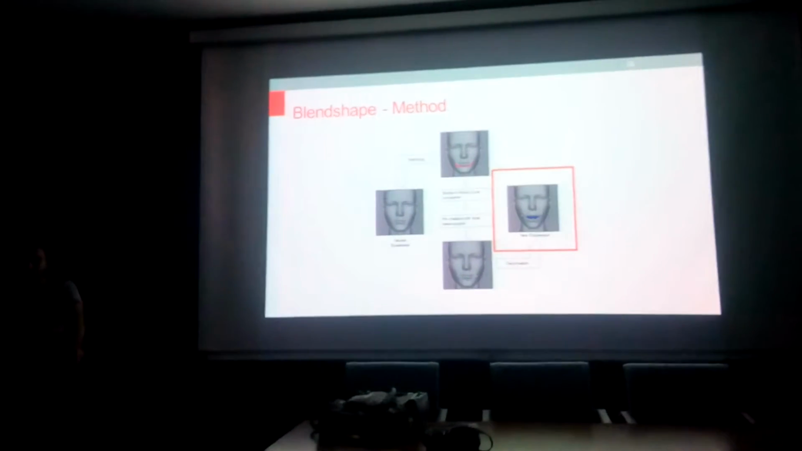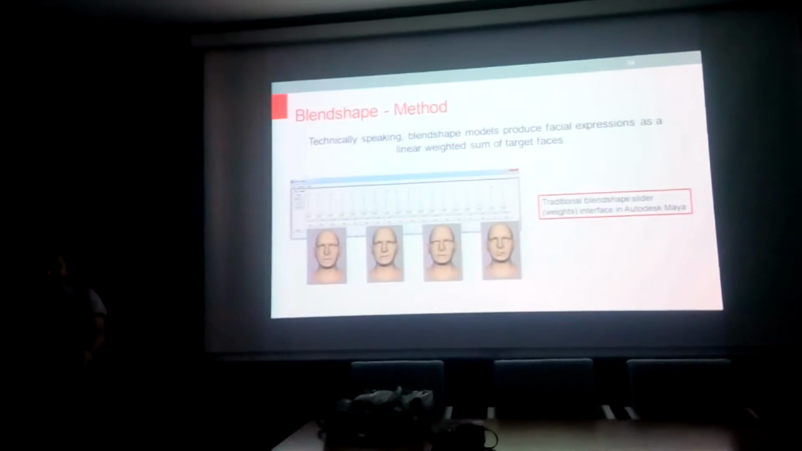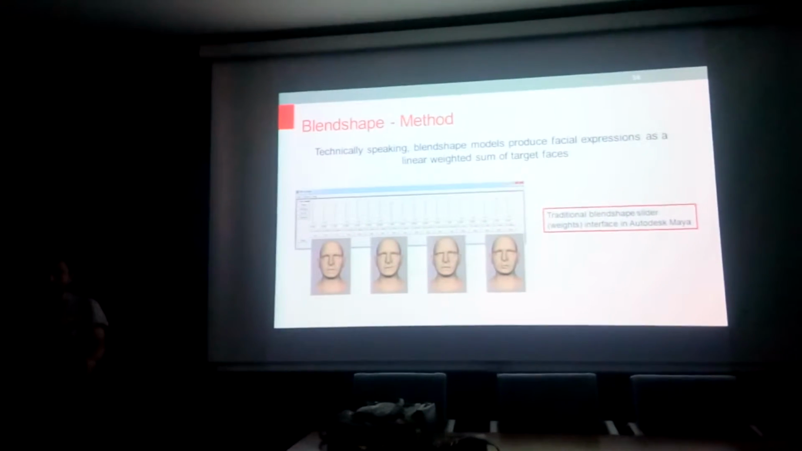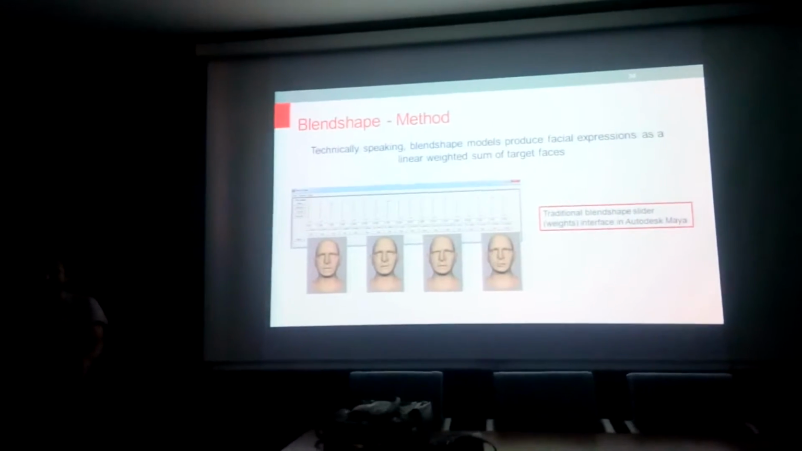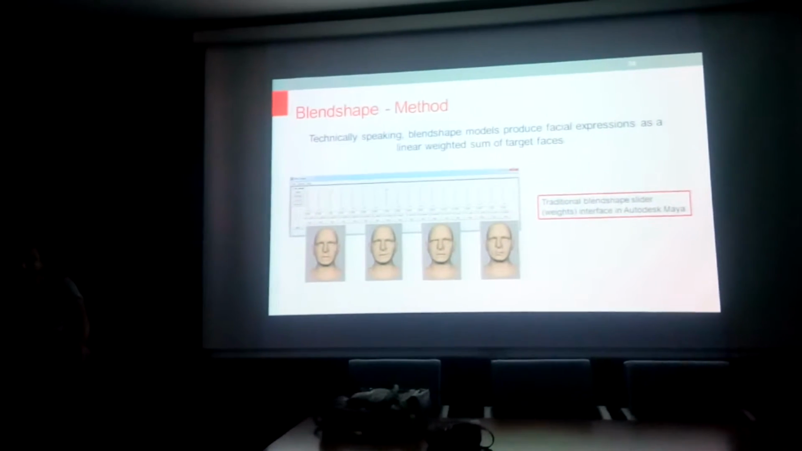After curving and pinning, we can explore how we create the deformations. Blend shape models produce the facial expressions as a linear weighted sum of target faces, and most of the professional tools provide a blend shape model with their own slider interface, where each slider corresponds to each blend shape target.